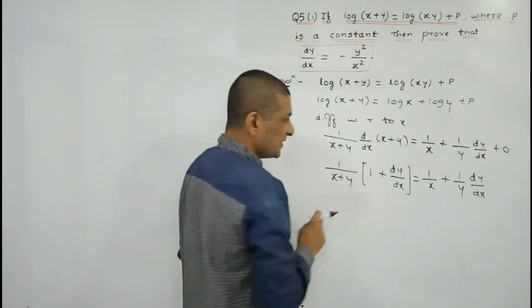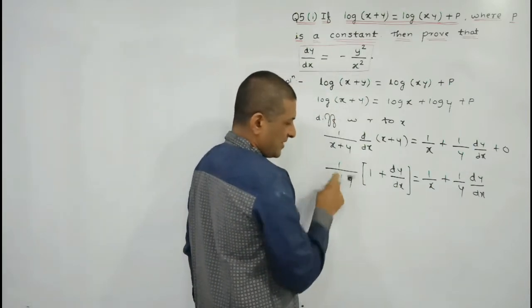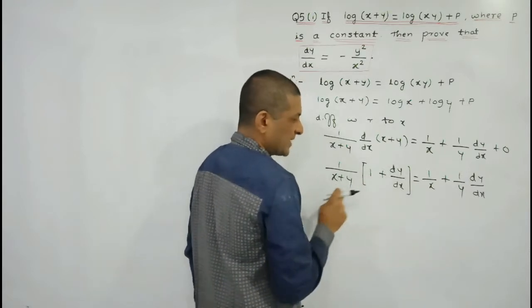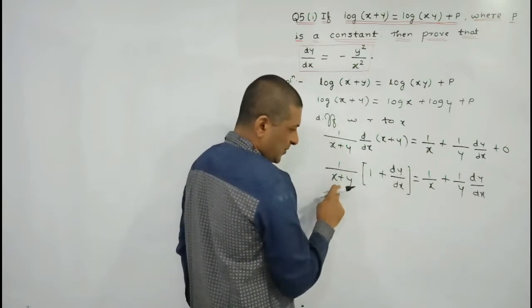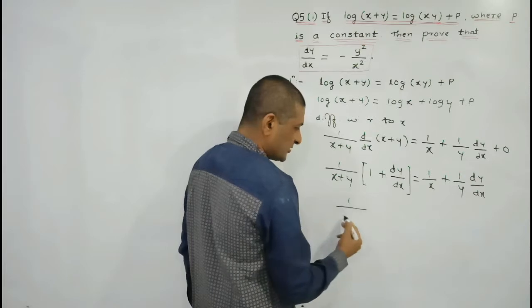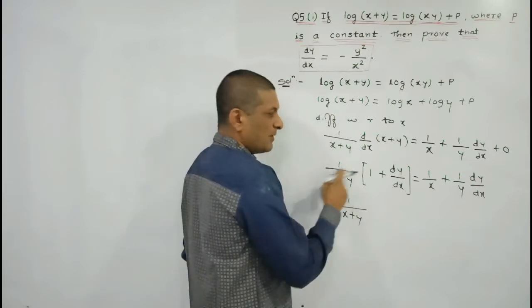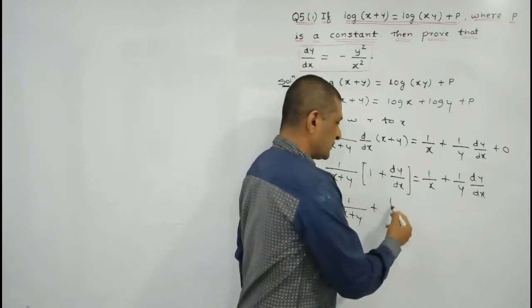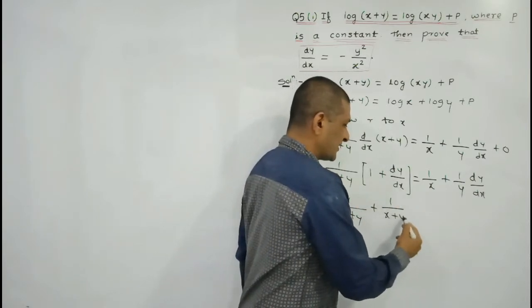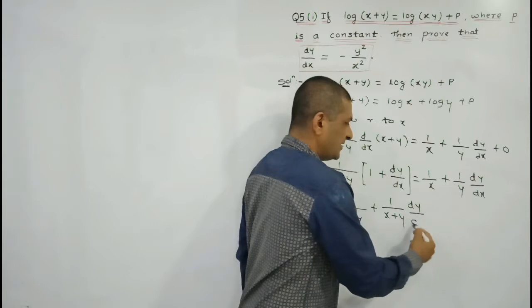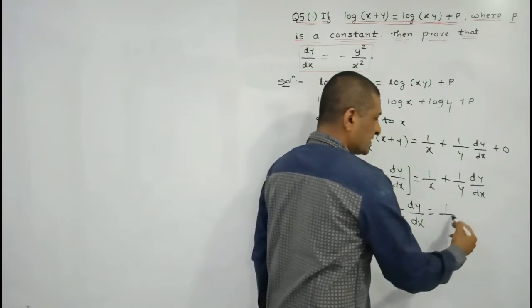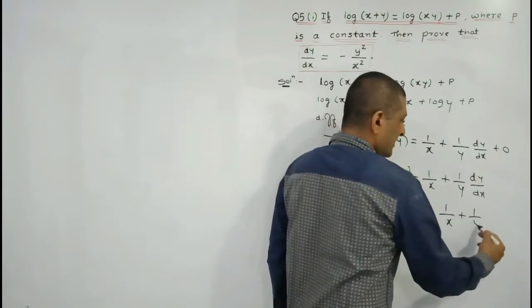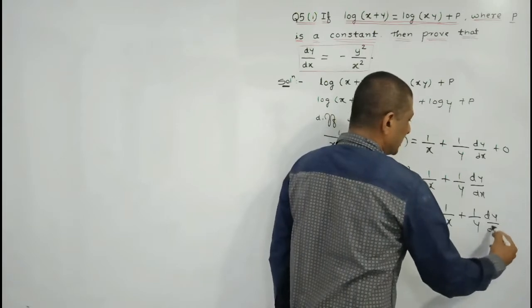Okay, so let us simplify it. First I am multiplying by 1 upon x plus y to both the terms in this bracket. Multiplying the first term, 1 upon x plus y into 1 will be equal to 1 upon x plus y. Now I am multiplying the second term. Let us see what we will get here. So 1 upon x plus y into dy by dx is 1 upon x plus y dy by dx. On the right hand side, 1 upon x plus 1 upon y dy by dx, keep it as it is.